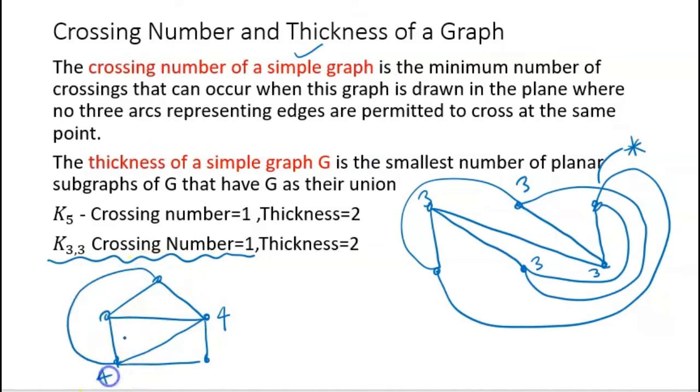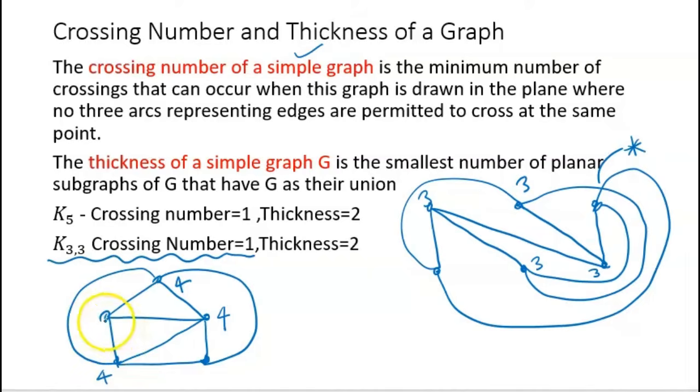Now this degree becomes 4. Now this degree is 1, 2, 3, and this degree is 3. So what we can do, we can join this edge at this vertex and this vertex. So now this degree becomes 4 also. So now the degree of this vertex is 1, 2, 3, and the degree of this vertex is 1, 2, 3. So I have to join them, right?